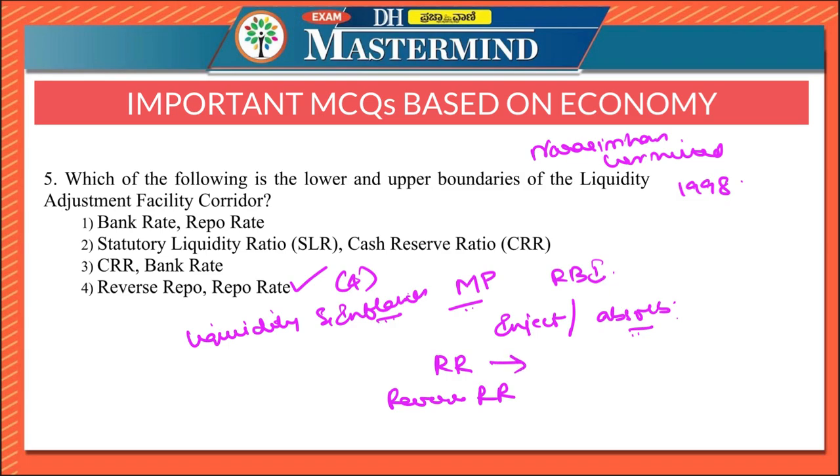Repo rate is the interest rate at which the RBI lends to other banks, while reverse repo rate is the rate at which RBI borrows from the commercial banks. So this forms the lower and upper boundaries of the liquidity adjustment facility corridor. Repo rate is usually upper while reverse repo rate is usually lower. So please remember these ones, very important economic concepts these are. You will find one or two questions on these concepts in most of the examinations. That's why these have been given to help you out.